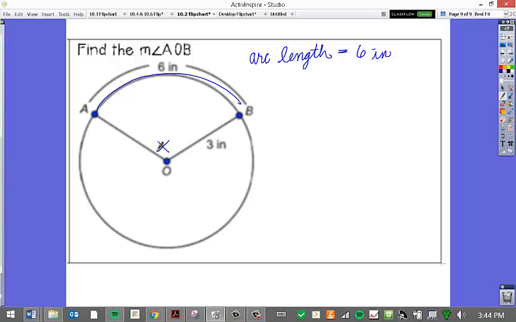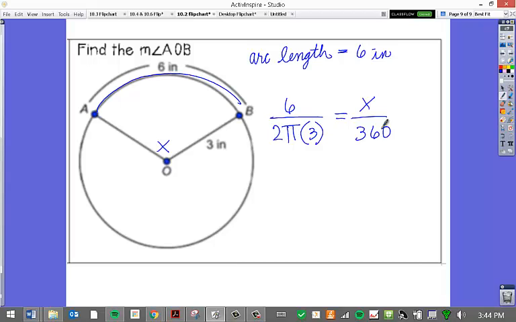So the same proportion. Arc length over circumference equals the angle over 360. I know my arc length is 6, so I'm going to plug it in the numerator. I know my circumference is 2 times pi times my radius, and my radius is 3. Arc length over circumference equals my angle, which I don't know, so I'm going to call it x, over 360.